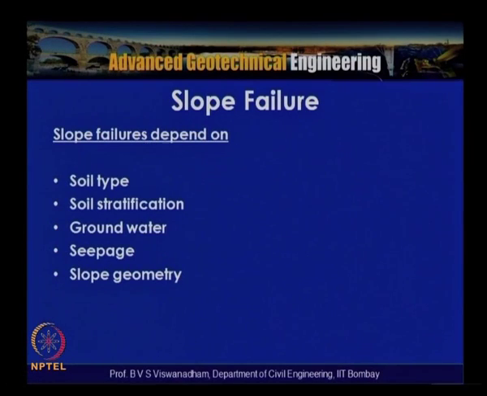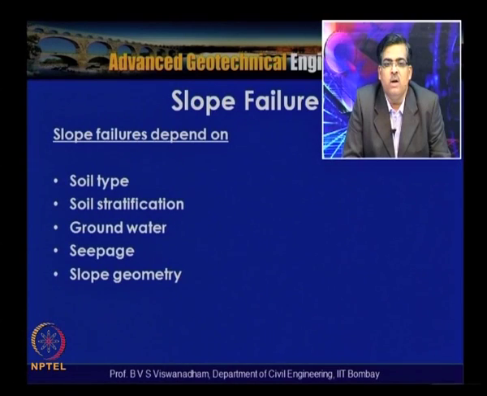So, after having seen different sets of failures, either in natural slopes or in man-made slopes, let us try to understand what parameters slope failure depends upon. The first and foremost things which come into our mind are the soil type, the soil stratification, the presence of groundwater and seepage, and slope configuration or geometry.